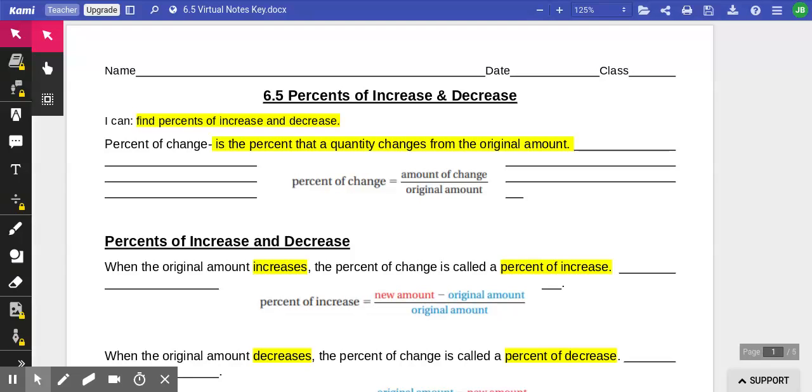Hi guys, today we are going to talk about 6.5, percents of increase and decrease notes. Our I can statement: I can find percents of increase and decrease.